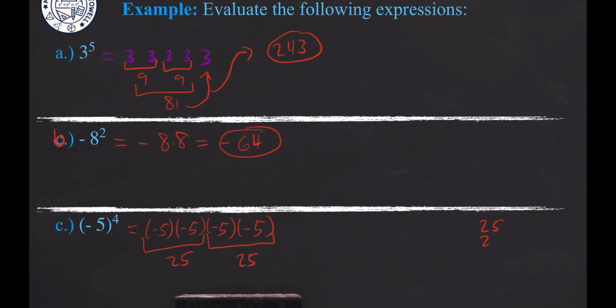25 times 25. 5 times 5 is 25. Carry the 2. 5 times 2 is 10, plus 2 is 12. 0 for place value. 2 times 2 is 4, plus 1 is 5. Add those together. This would be 625. So the evaluation of that expression is 625. And we are going to move on to the next example.